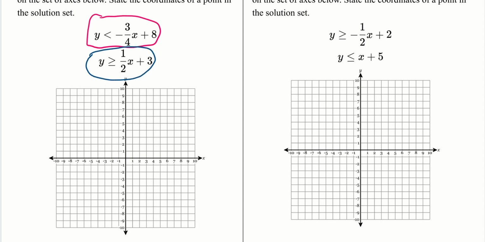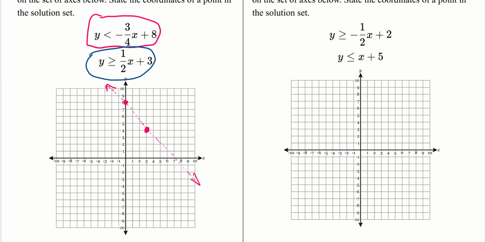Okay, so the top one, my y-intercept is 8. So I'm going to put a point at 0, 8. And my slope is negative 3/4. So I'm going to move down 4 to the right 3. Now, because it's just y is less than and not less than or equal to, I'm going to put a dashed line in. I'm going to go all the way. Okay. So that's my first boundary line.